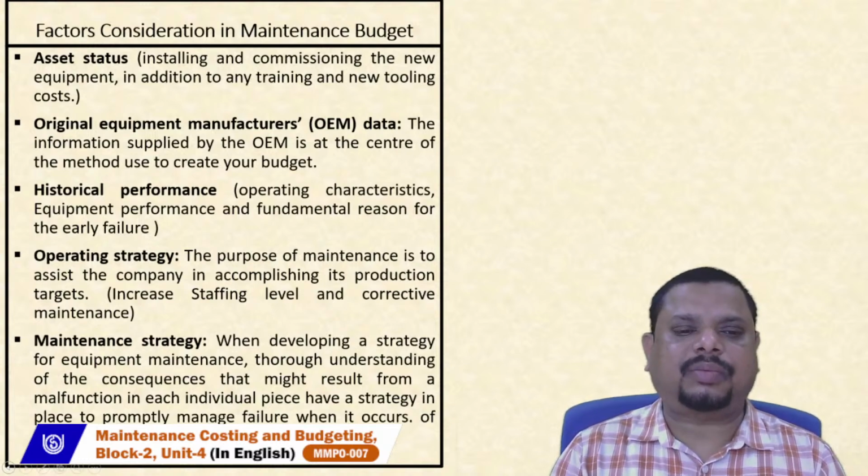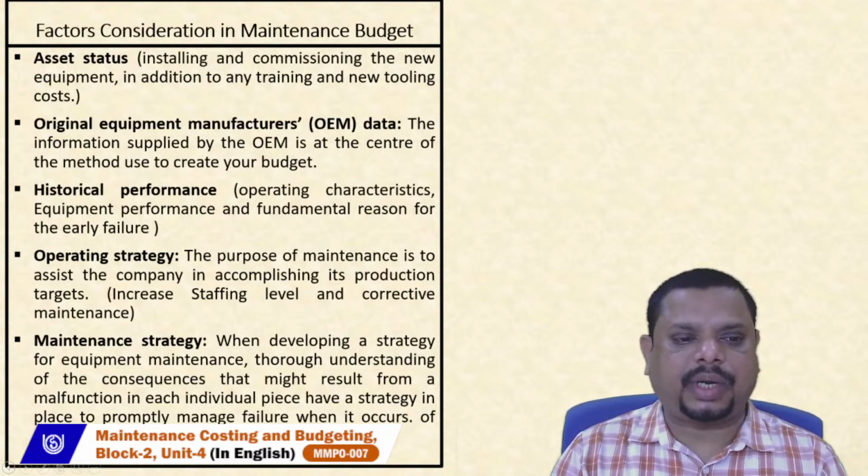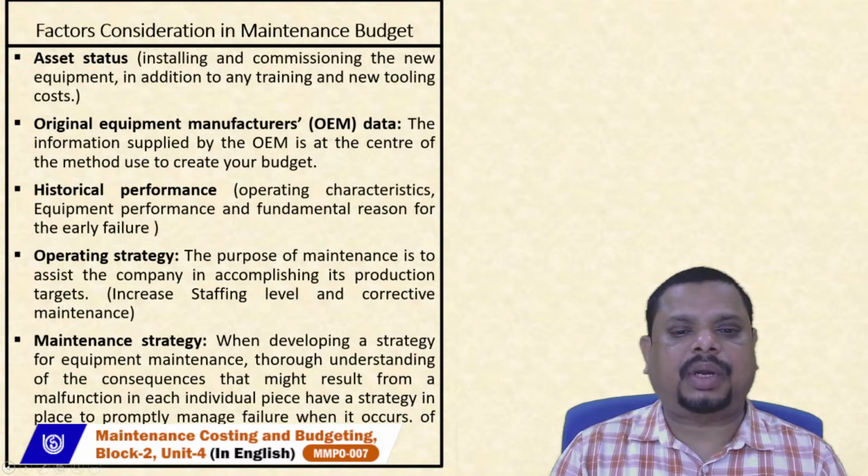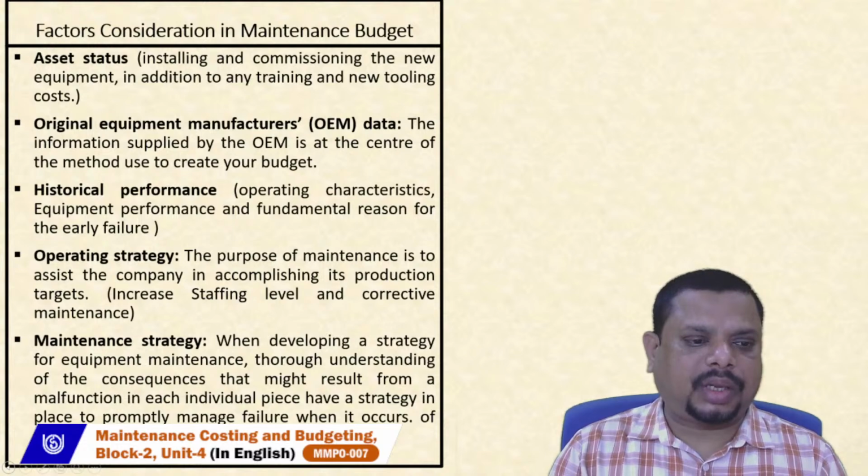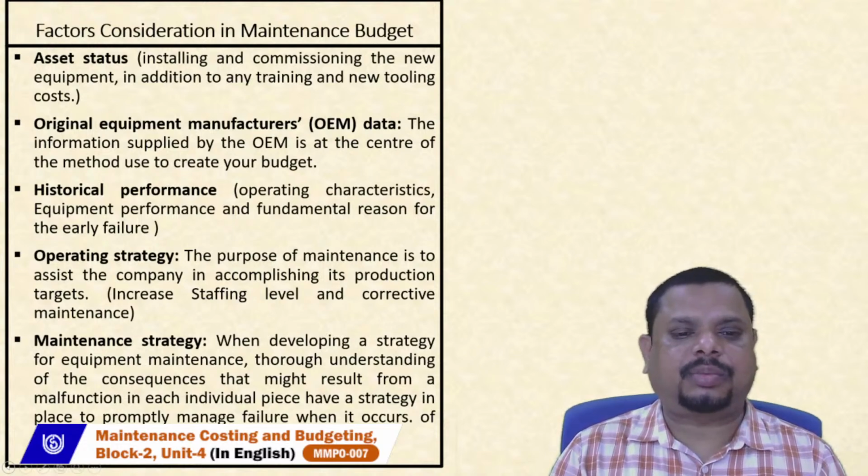The next one is historical performance. Here you have to understand the operating characteristics of your equipment's performance and the fundamental reason for early failures. If you have that particular data in the form of historical performance, you can easily go for a maintenance budget. The next one is operating strategy. The purpose of maintenance is to assist the company in accomplishing its production target. That means you have to increase the staffing levels and increase the percentage of corrective maintenance so that the operation strategy is applied on behalf of your maintenance budget.